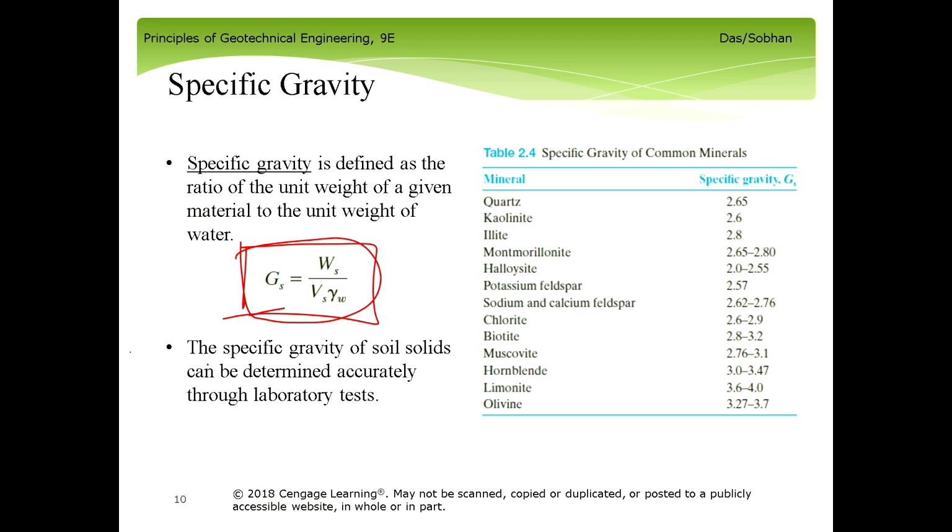So this is the specific gravity. It can be obtained with a laboratory test. If you got a soil, you want to know how much the specific gravity is, we have a machine to test it. You can take a small amount of soil and put it in the machine. The machine will tell you or calculate the specific gravity. And using specific gravity, we can derive a lot of relationships between weight and volume.